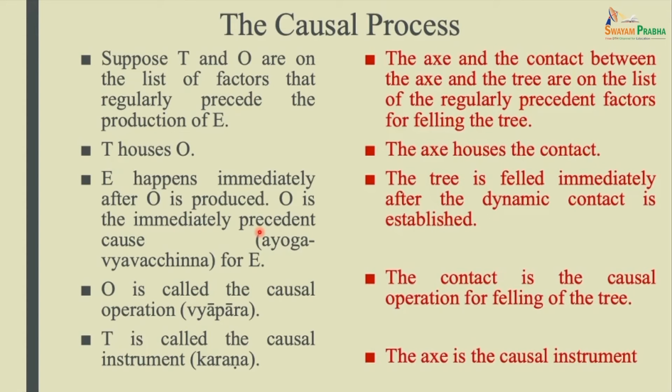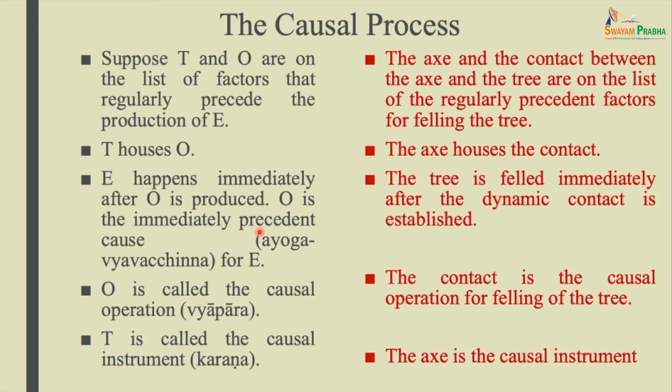Now, consider this. The contact between the axe and the tree is on the list of the regularly precedent factors for felling the tree. We understand that. Here, the contact is a dynamic contact. It is something like applying the axe to the tree, taking the axe very close, or sort of attacking the tree with the axe. This is the dynamic contact.